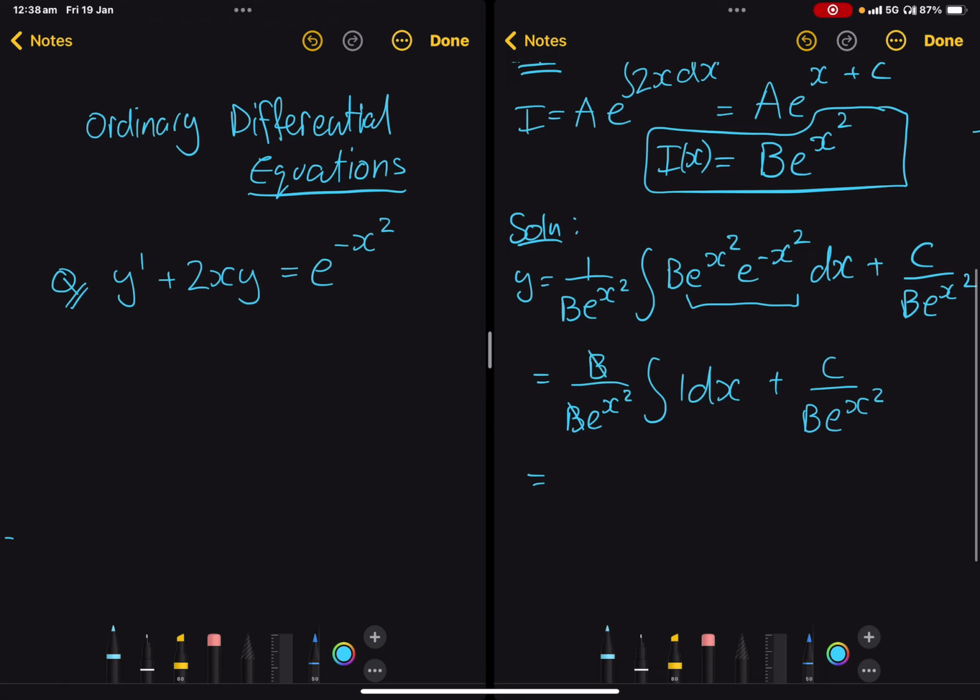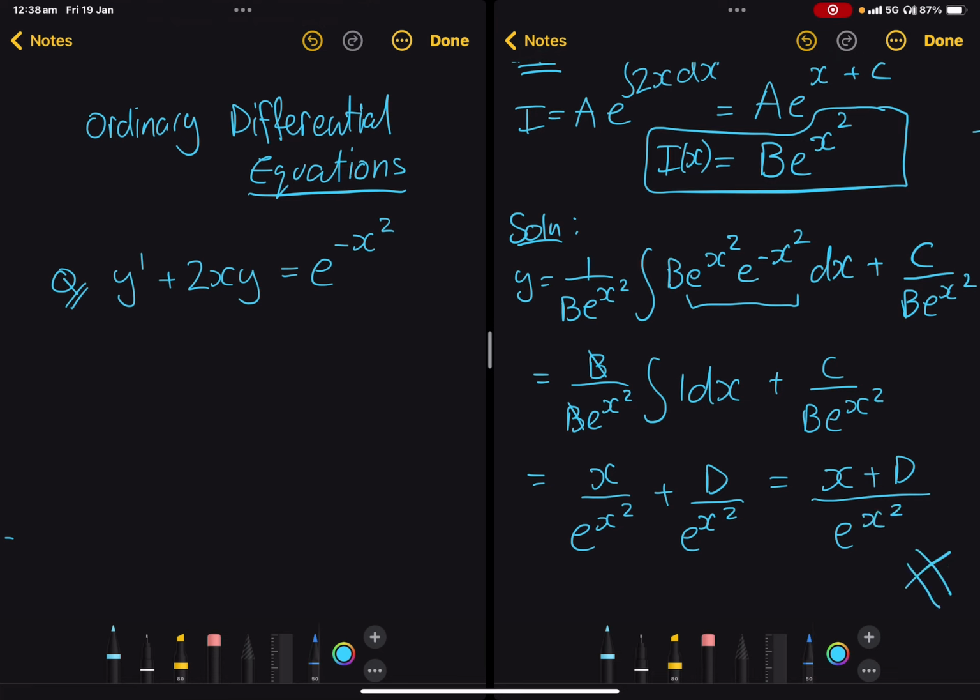These b's cancel. The integral of 1 is just x, so we are going to get x over e to the x squared plus c over b e to the x squared. But the ratio of c and b is just another constant, so we can just call this d, a constant, over e to the x squared. We can combine this. This becomes x plus d over e to the x squared. And this is our solution.